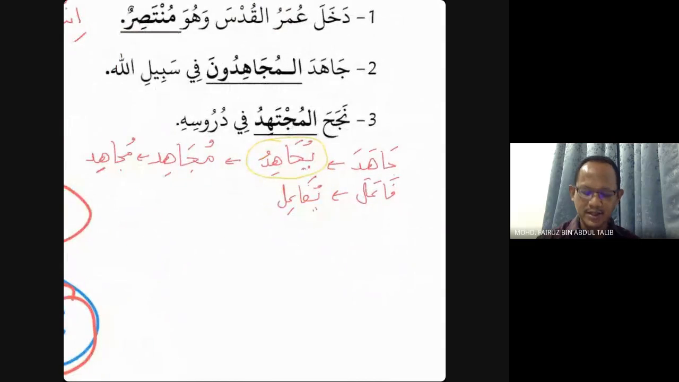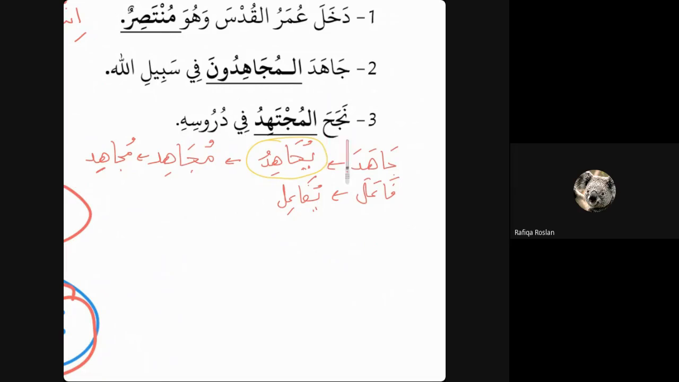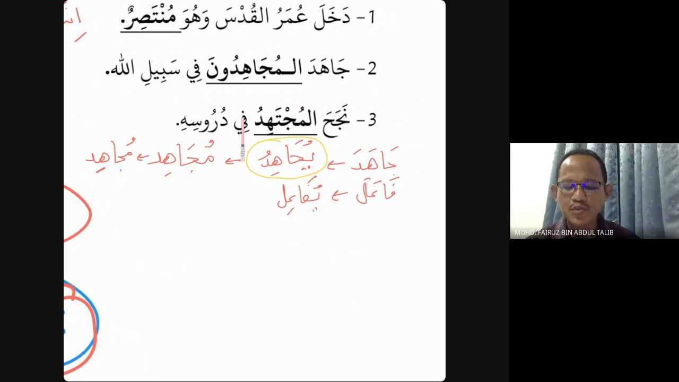The third word is: Najaha al-mujtahidu fi durusihi. The mujtahid succeeded in his lesson. We know what najah means. Yes. What is mujtahid? Now we want to understand. What is this mujtahid? This is from the verb. Okay, can you guess what is the verb? Mujtahidun.